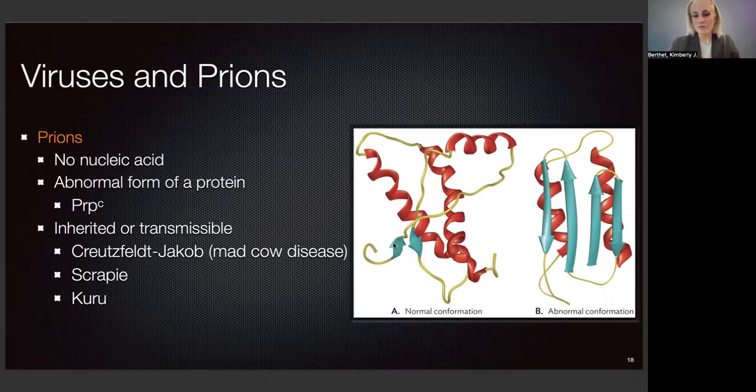It's more about their conformation or their shape and how they interact with other proteins. So here we see a normal conformation, the normal fold of a protein. And here we see an abnormal fold of the protein. So what can happen is that one prion can interact with another prion and misfold the other prion.